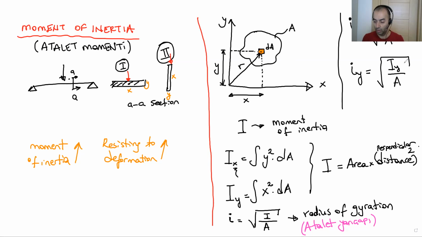Now we are going to talk about the parallel axis theorem. There is one more theorem here, and then I will give you the moment of inertia of simple geometries like circle and rectangle. Then we will solve a few problems. Okay, let's do the parallel axis theorem.